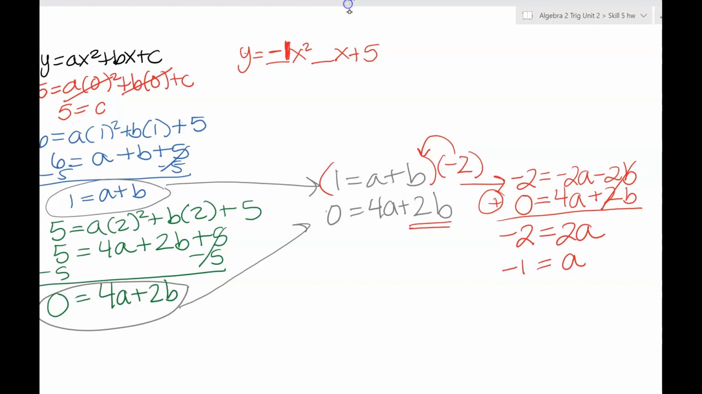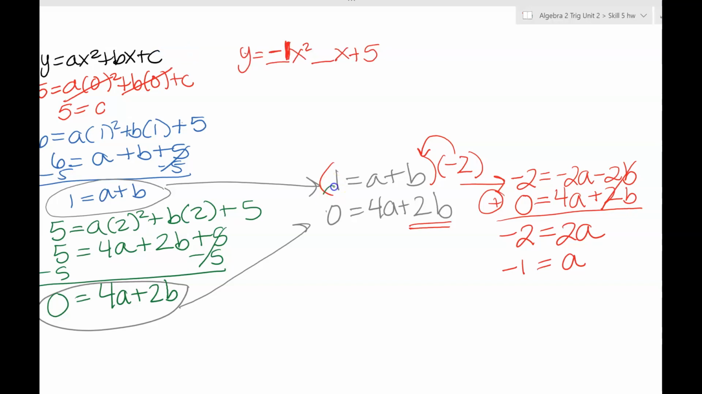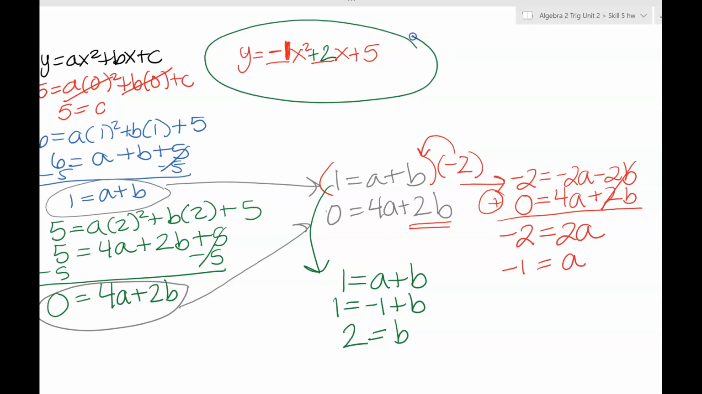The easiest way to do that, I can go back to the original equations and I can plug in both a and c and solve for b. Or I can even take one of these smaller equations right here. I like this one because it's nice and simple. And now that I know that a is -1, I can go ahead and solve for b. And I get that b is 2. And so then I get that equation -x squared plus 2x plus 5.